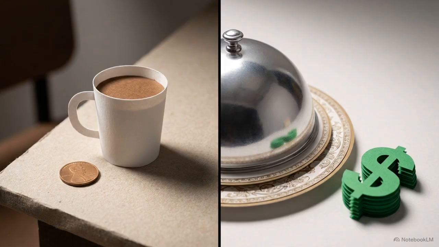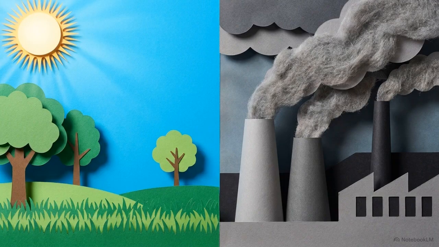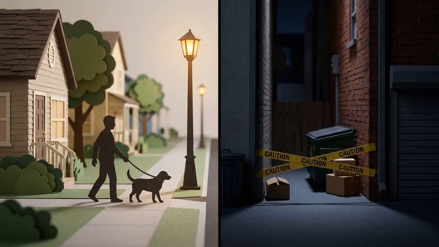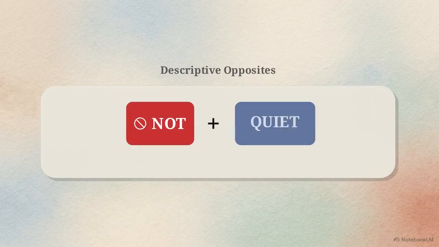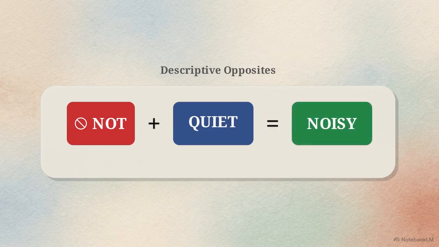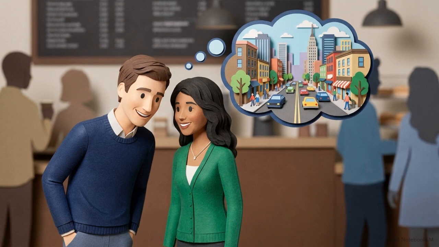You can use these pairs of opposites for almost any city. You might talk about whether a place is cheap or expensive. You could describe the air as clean or polluted. And when you're exploring a new neighborhood, it's very helpful to know if it's safe or dangerous. By combining a no with a descriptive opposite, like saying, "It is not quiet, it is noisy," you can give people a much better sense of what your home is really like.